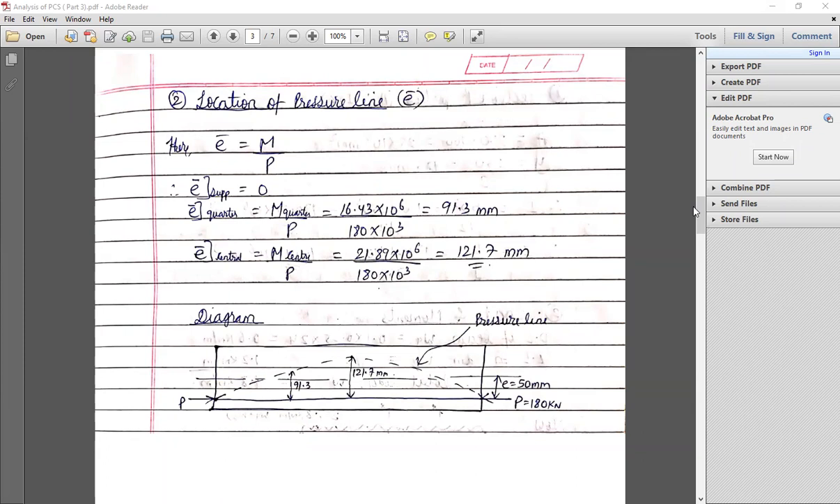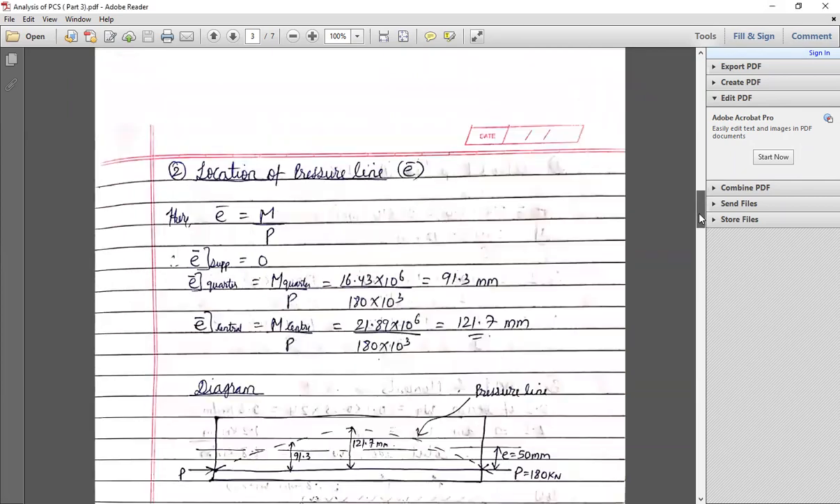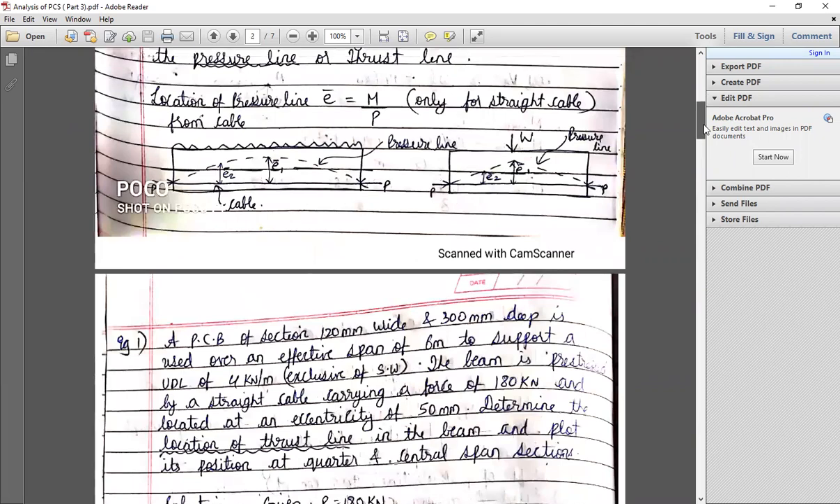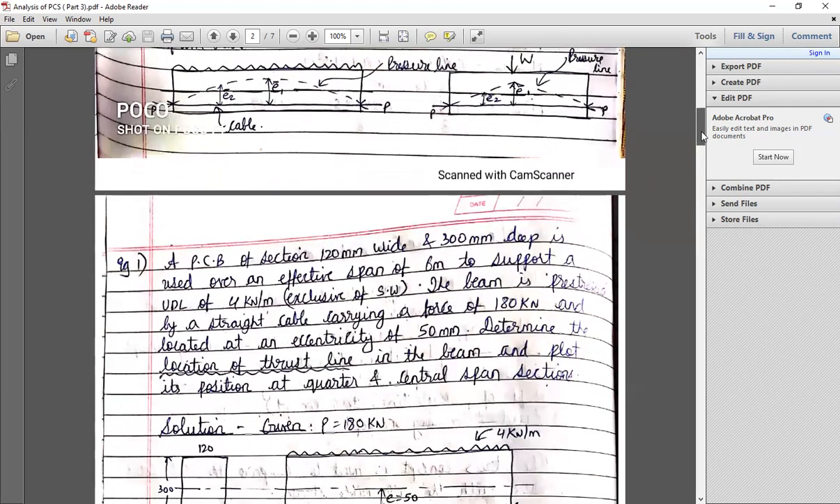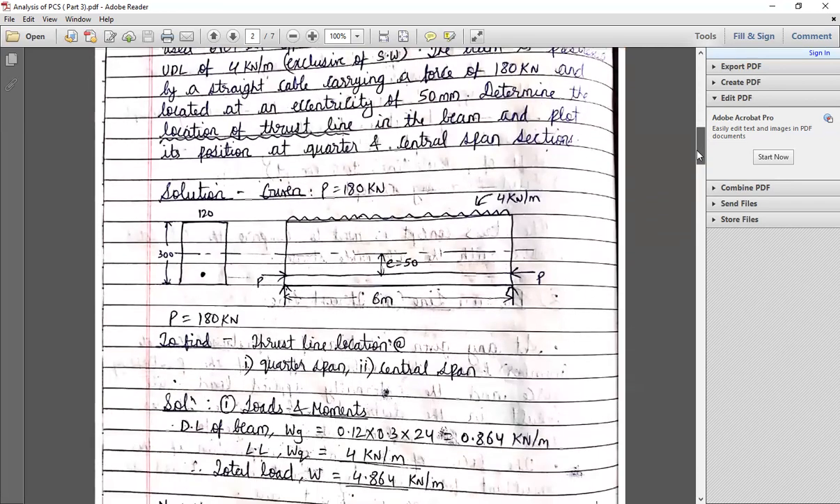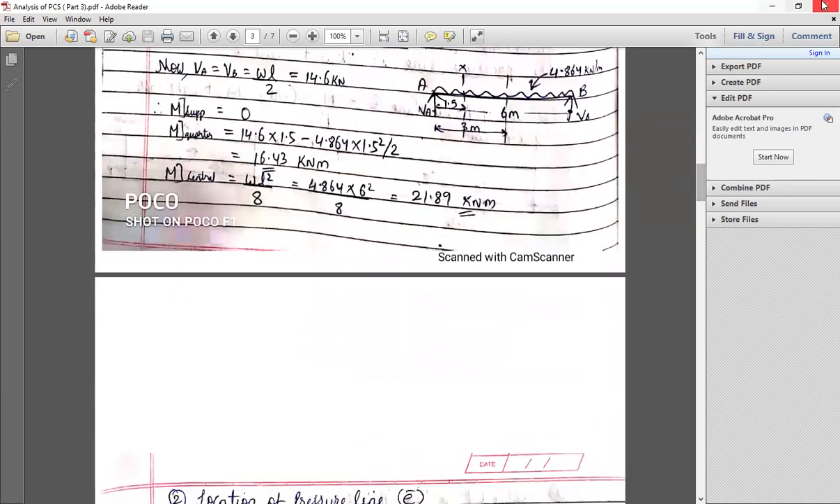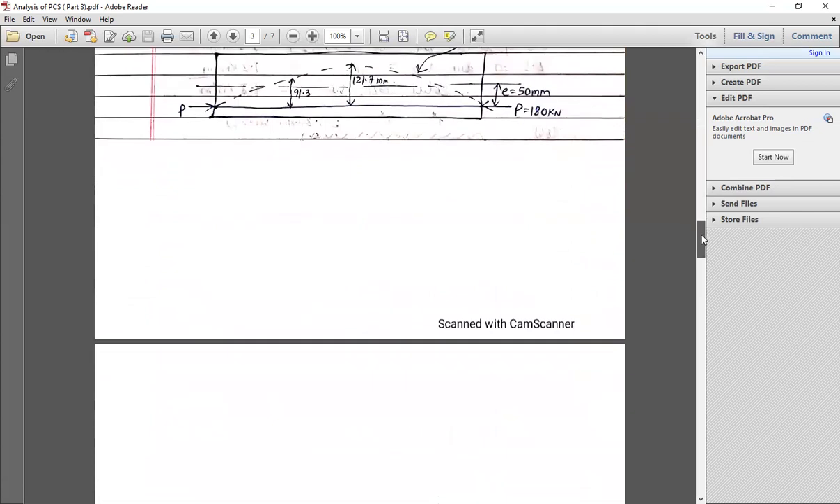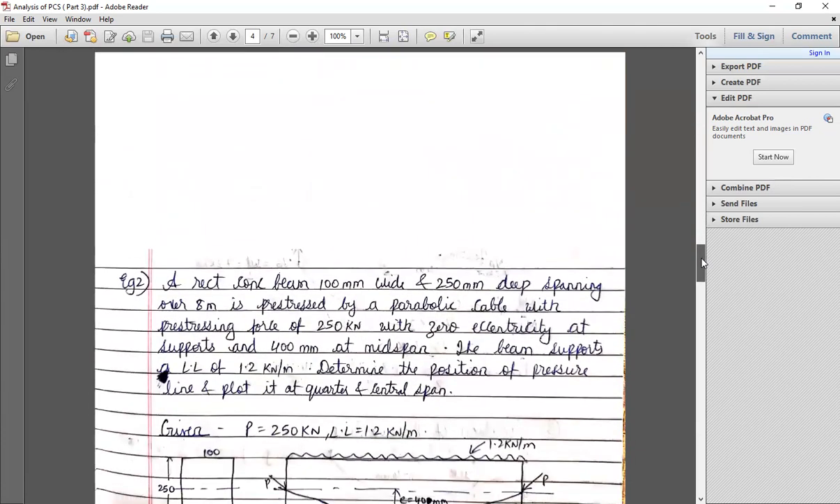So after this, one more problem is there. So this was a problem for the straight tendon. Okay, so this is applicable only for the straight tendon. So when the tendons are not straight, or are parabolic, in that case, okay, slightly it will be different. So we have one more numerical we will quickly see. So this was an example for the straight tendon. Okay, so one more example. Let us see.